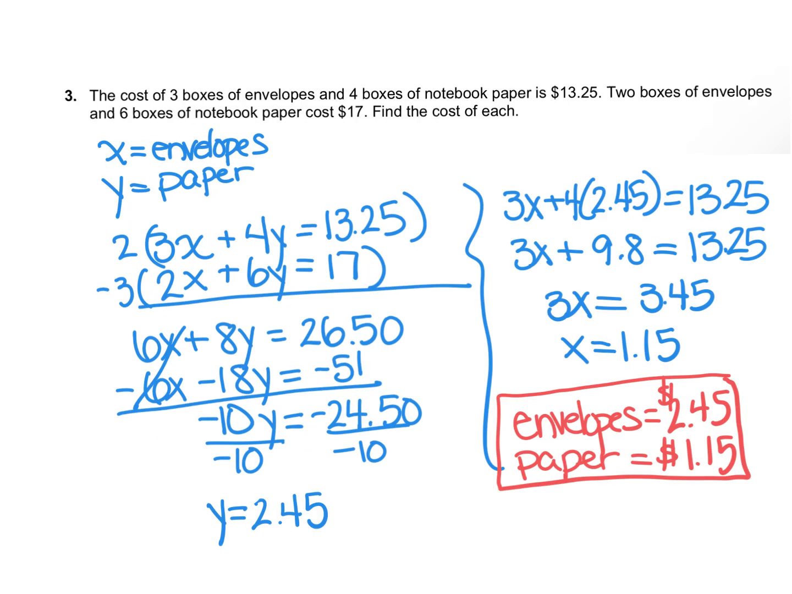All right, so when I went and solved, I found out that y was equal to $2.45. And so I plugged that into one of the original equations and found out that the paper then is $1.15. So envelopes, $2.45, and then the paper equals $1.15 each.